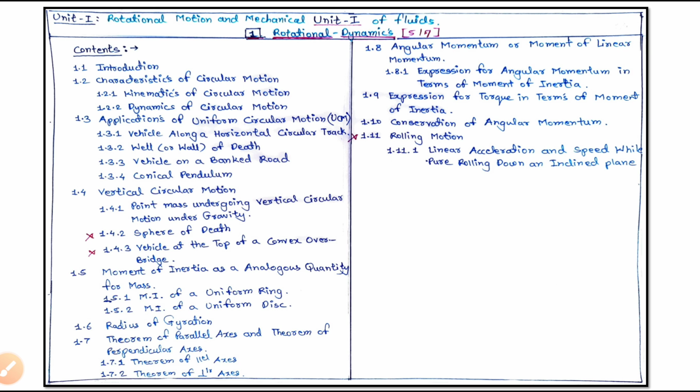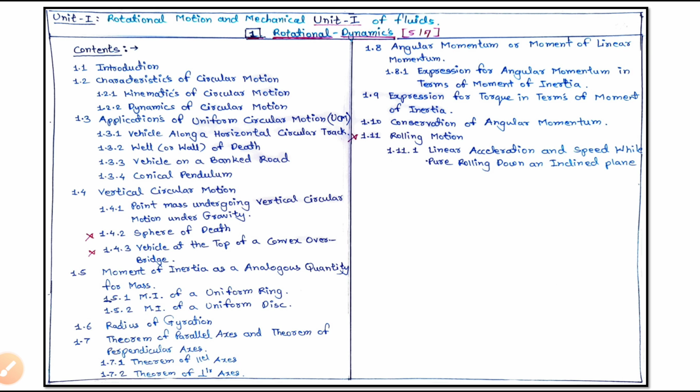Here are the contents, a total of 11 articles, starting from introduction, characteristics of circular motion, applications of circular motion, that is UCM, vertical circular motion, then moment of inertia, radius of gyration, parallel axis theorem, perpendicular axis theorem, angular momentum, torque, conservation of angular momentum, and rolling motion.